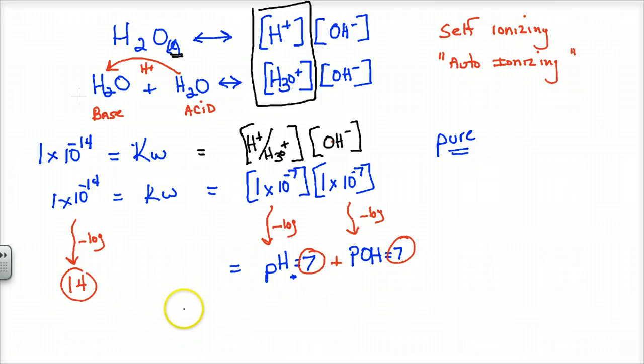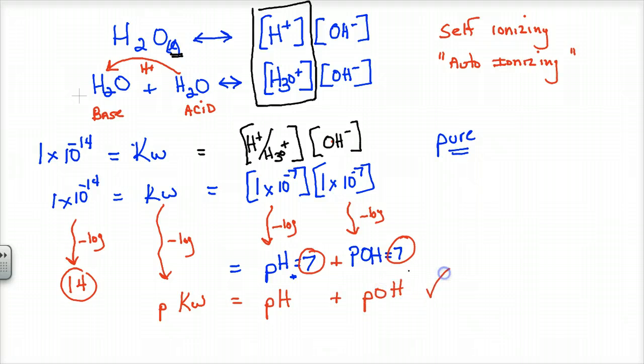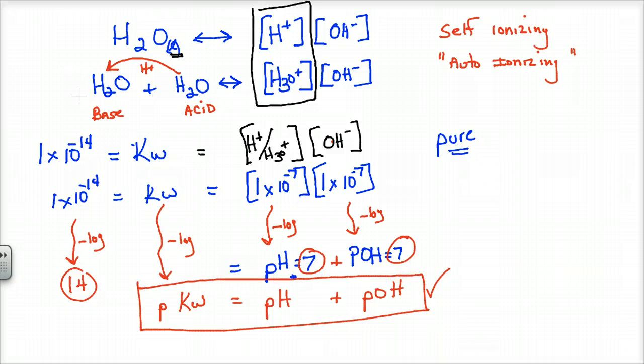Or another way to write it is pKw, that's the negative log, equals pH plus pOH. One very helpful equivalent. All right, the pKw, which is 14 always because we're going to be at a constant temperature, is equal to the pH plus the pOH. That'll be very helpful.